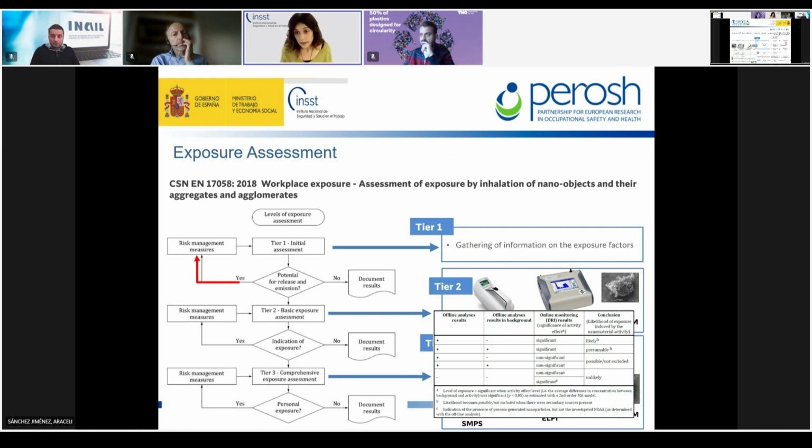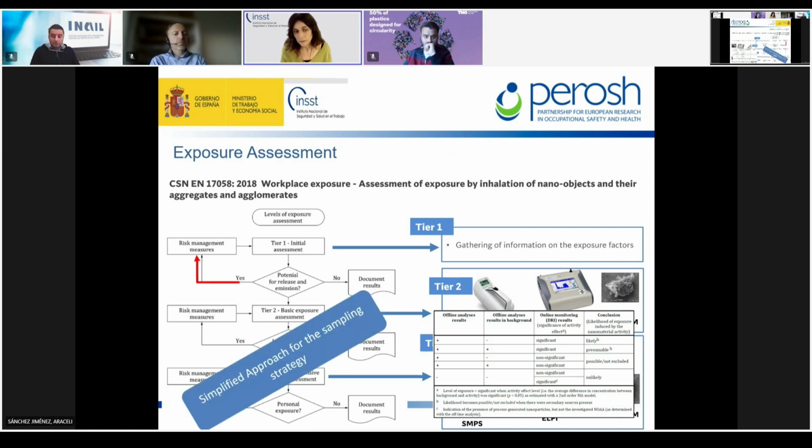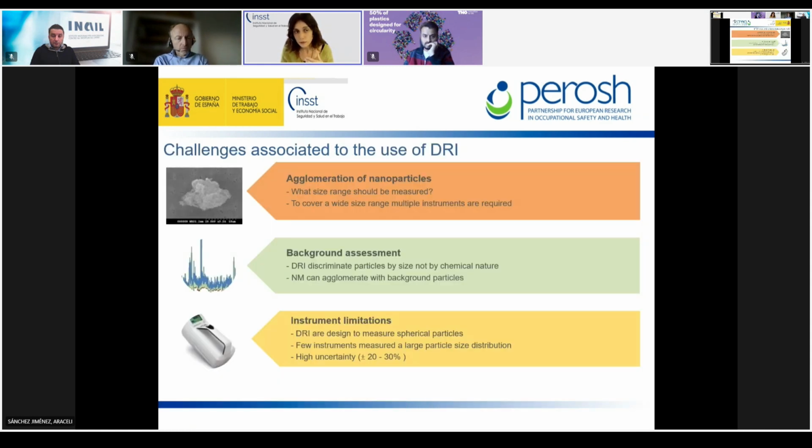The equipment is expensive, and we think that a simplified approach could be used. But before I show you this approach, I'm going to share with you some of the challenges associated with the use of this direct reading equipment that the standard relies heavily on.